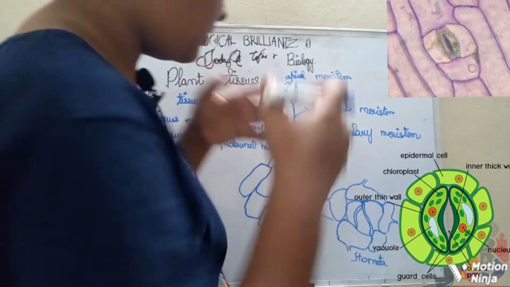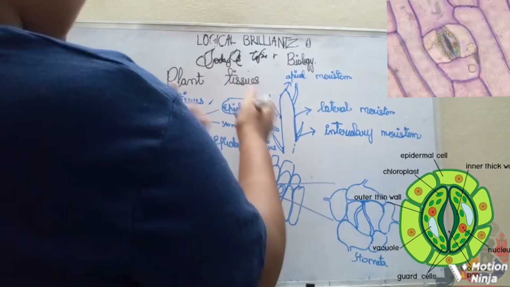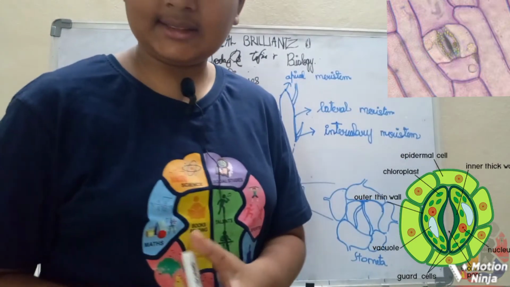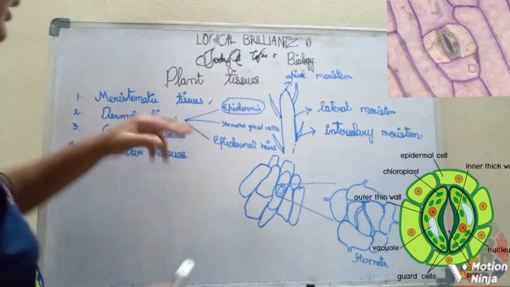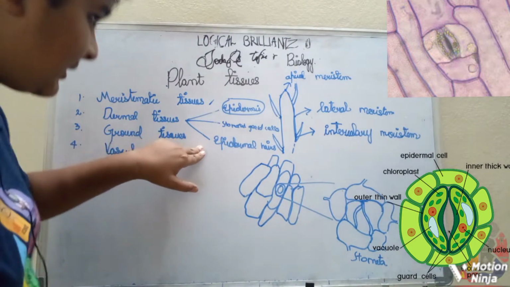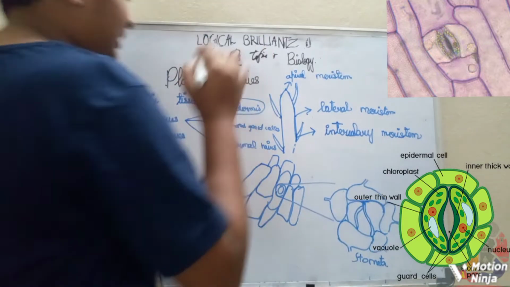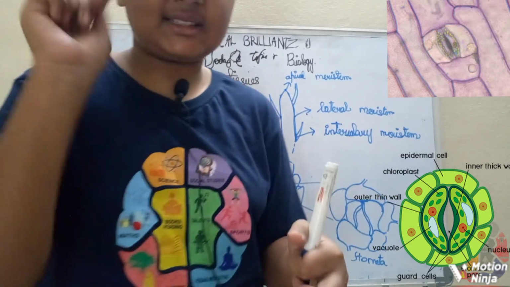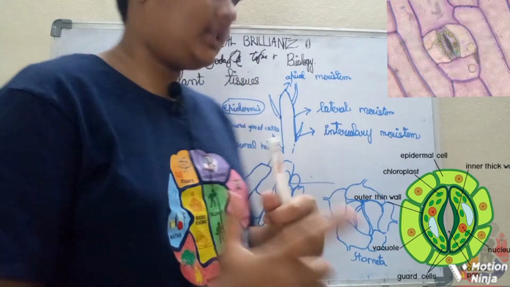Yes, and this stomata will be present in the epidermis of the leaf, which is dermal tissue. Dermal tissues contain 3 layers: epidermis, stomatal guard cells, and epidermal hairs. And in the epidermis of the leaf, a pore-like, dot-like structure is present, and that pore is called stomata.